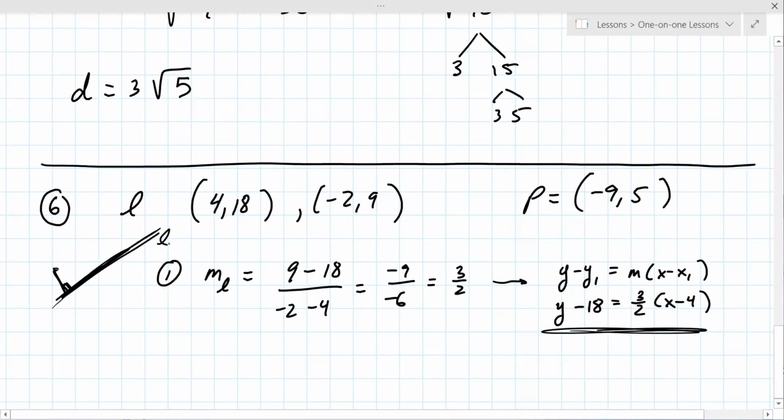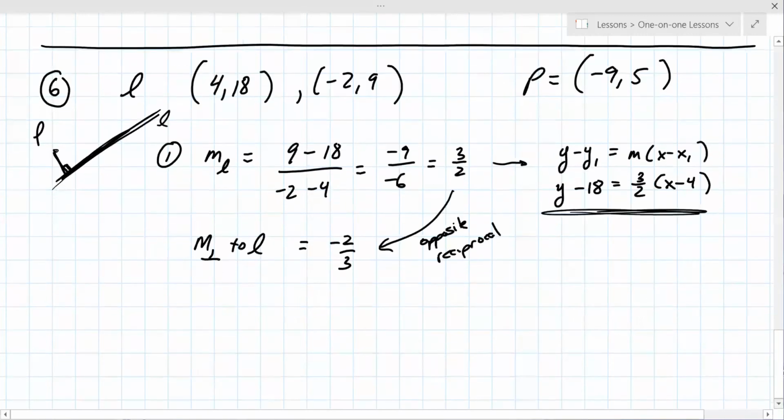Okay, so P is over here, and what we know is that the line through P has a slope that's perpendicular to this one. So the perpendicular slope to L is minus 2/3. That comes from that number there. It's the opposite reciprocal. So we need to write the equation that goes through that one.